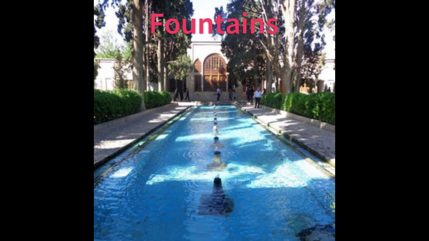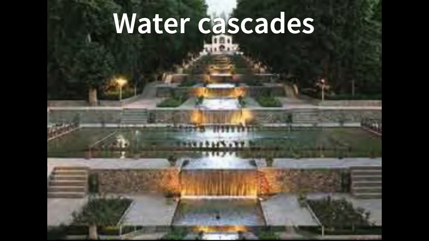Fountains are often situated in the center of a pool or surrounded by lush vegetation, creating a striking visual centerpiece for the garden. The fountains may be simple in design, with water flowing from a single spout, or more elaborate, with multiple tiers and intricate tile work. Fountains are also located in water channels. Water cascades, also known as waterfalls, are a type of water feature that can be found in some Persian gardens. They are typically constructed on sloping terrain, with water flowing down a series of steps or levels to create a cascading effect.